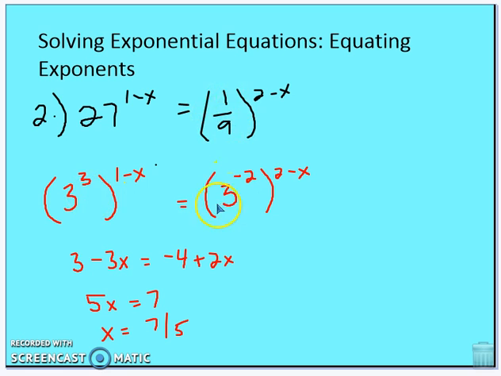So the bases are the same between the two sides of the equation. So now I can use the power of the powers to rewrite the exponents and then equate the exponents. 3 minus 3x is equal to negative 4 plus 2x. Solving for x, I end up with x is equal to 7/5.